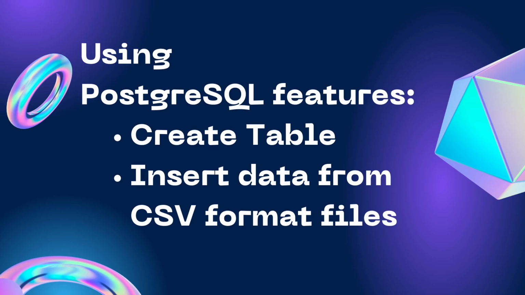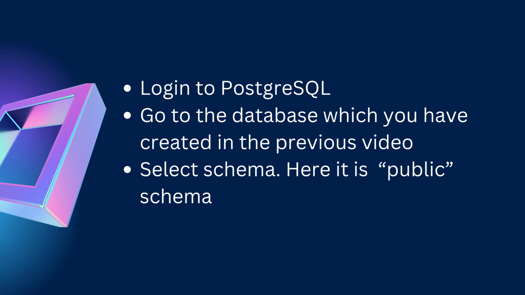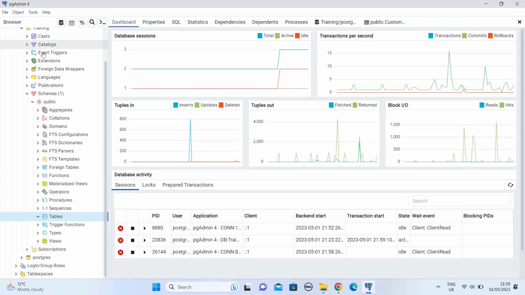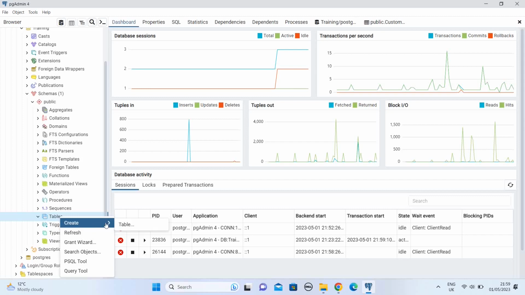In this video, we are going to learn about how we can create some tables in PostgreSQL. First, you need to log into this PostgreSQL area and go to the database which we have created in our earlier video and go to the schema. There is a schema like public. Now we will start to create some tables. So go to these tables, right click, create table.